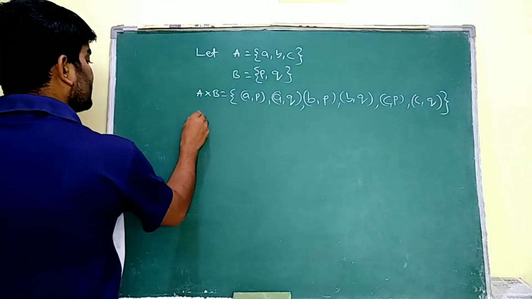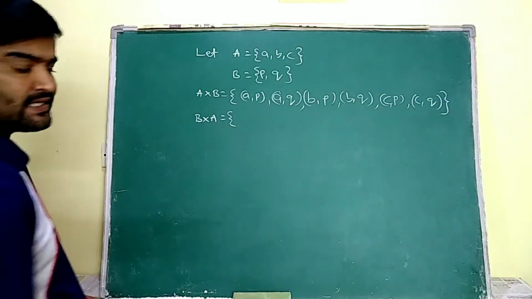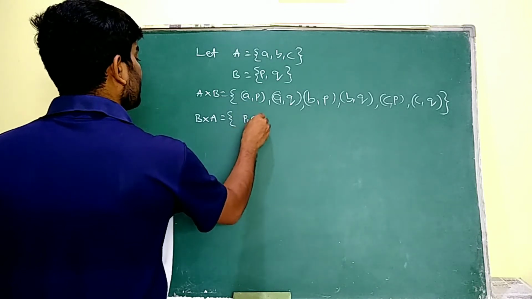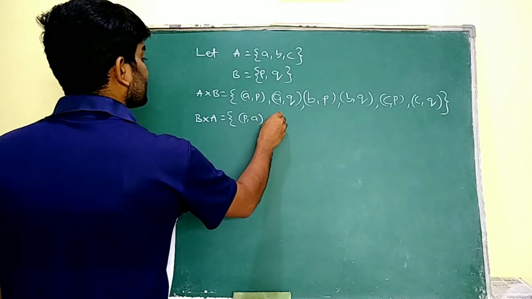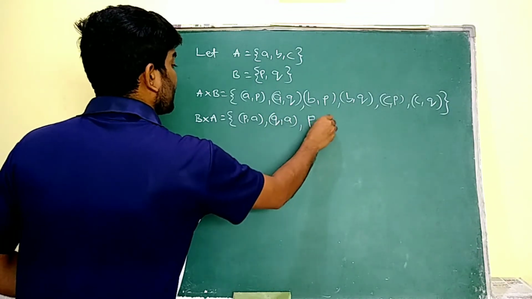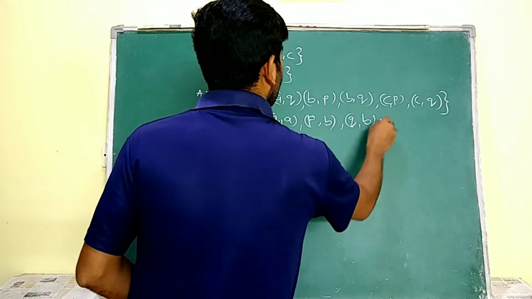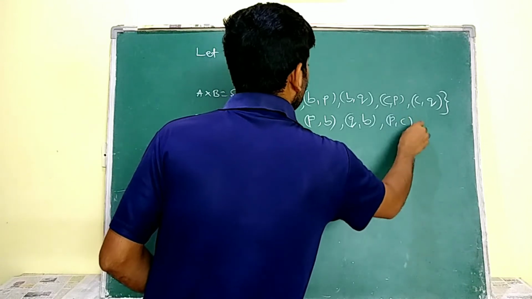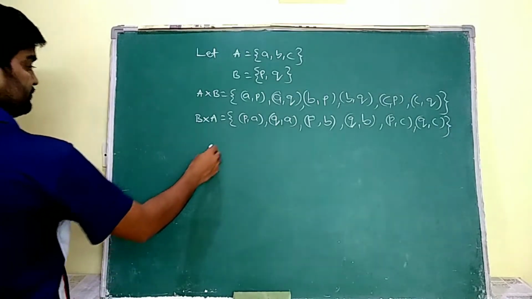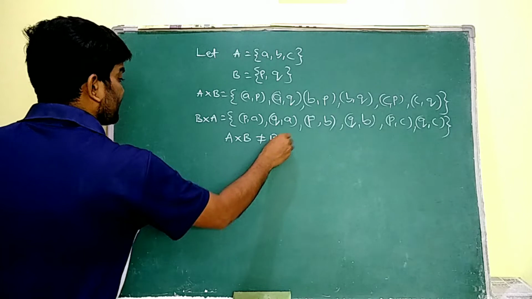If I want to write B cross A, then I have to interchange the ordered pairs. Okay, now the elements of the ordered pairs, that is (p,a), (q,a), (p,b), (q,b), (p,c), (q,c). See, that is A cross B is not equal to B cross A.